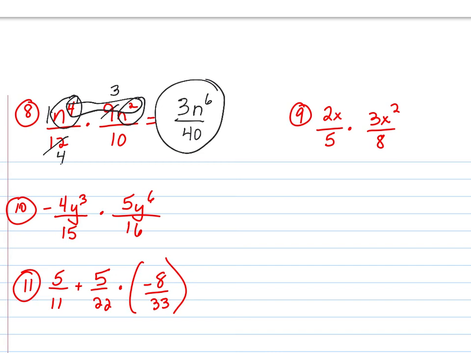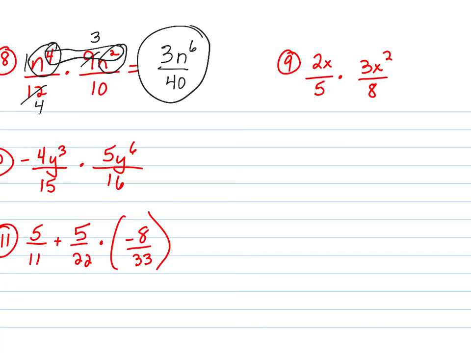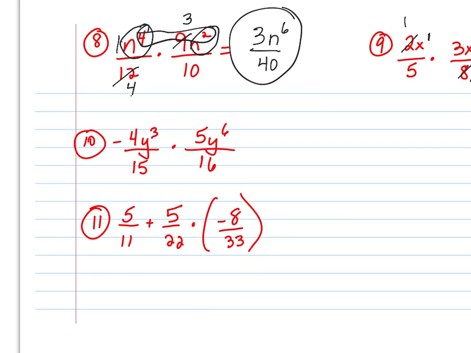You guys try number 9. Check your work. I'm going to look at this and I say 2 goes into 2 one time, 2 goes into 8 4 times. Nothing else canceled. So 1x times 3x squared is 3x what? No, there's a 1 there, right? It's not squared. 1 plus 2 is 3. All over 5 times 4 is 20. How many of you got that answer? Good.